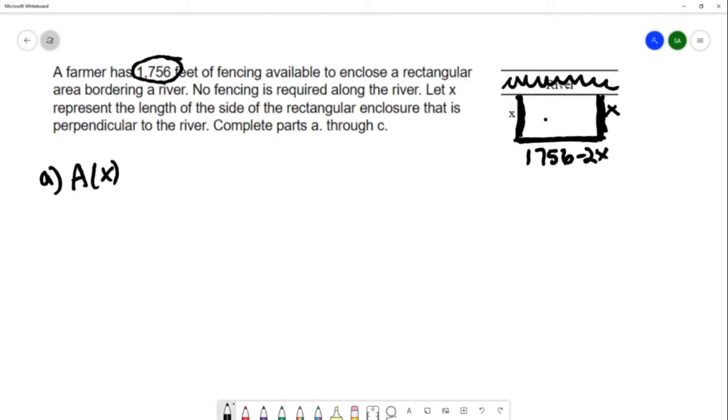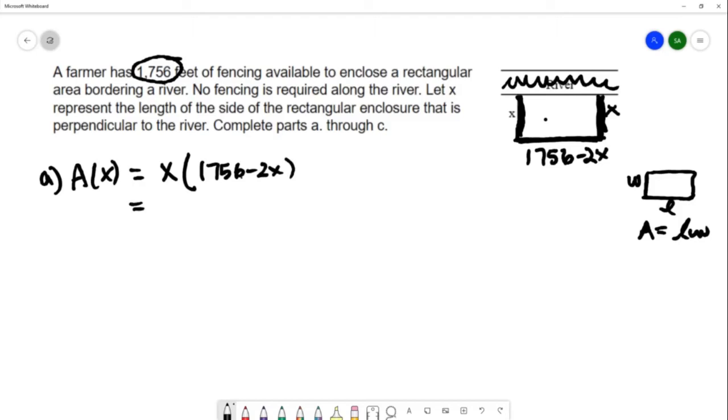Now, area of a rectangle, if you have a rectangle and you're trying to calculate area, that's going to be the width of the rectangle times the length. So area is length times width, or width times length. So for our area function, we want to use x times 1,756 minus 2x. This gives me a quadratic function, 1,756x minus 2x squared. So we have a quadratic function.